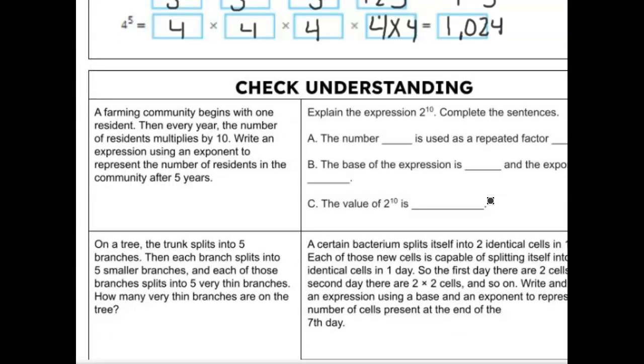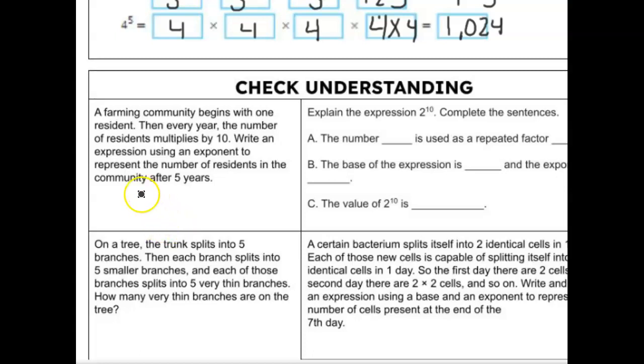Now we're on check understanding. If you're doing this in your book, you'll find it on page 235. Let's start with the first one right over here on the left. A farming community begins with 1 resident. Then, every year, the number of residents multiplies by 10. Write an expression using an exponent to represent the number of residents in the community after 5 years.